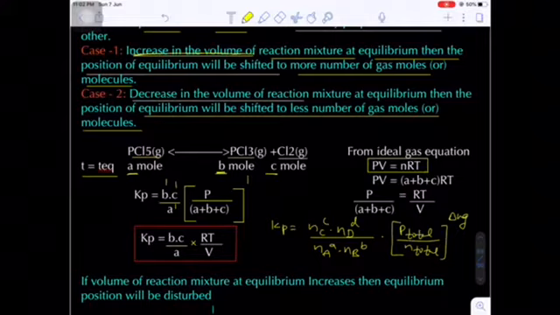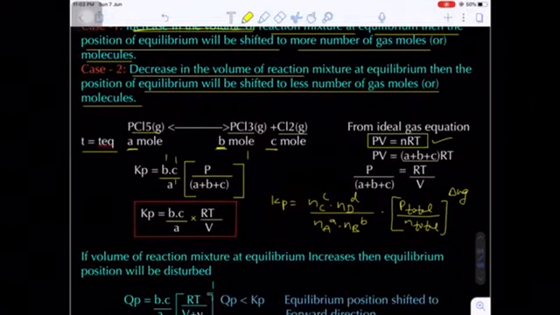But I want to convert the pressure in terms of what? Volume. We know from the ideal gas equation PV is equal to nRT. P into V is equal to how many moles are in the container? (A plus B plus C) into RT. So shall I write P by (A plus B plus C), that is P by total number of moles, is equal to RT by V. So instead of P by total moles, shall I write RT by V. Now this is the Kp expression. This expression corresponds to the Kp expression.